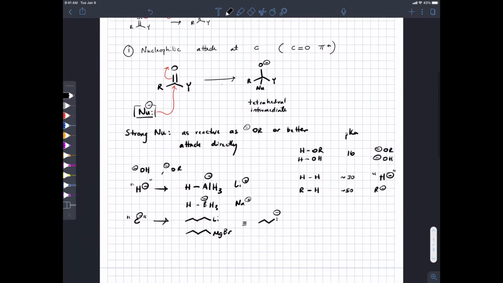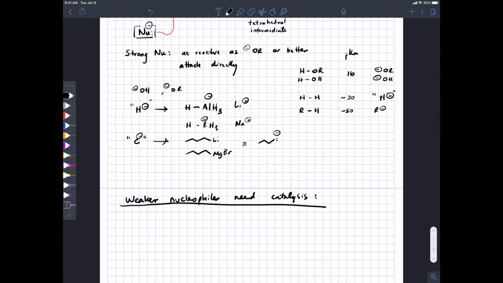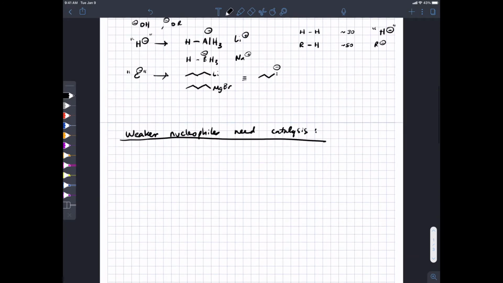In contrast, weaker nucleophiles sometimes need catalysis. What do we mean by that? Well, weaker nucleophiles may not be strong enough to attack the carbonyl carbon directly, and so you need to do something to the carbonyl compound to make it more reactive. So an example of that might be acid catalysis.